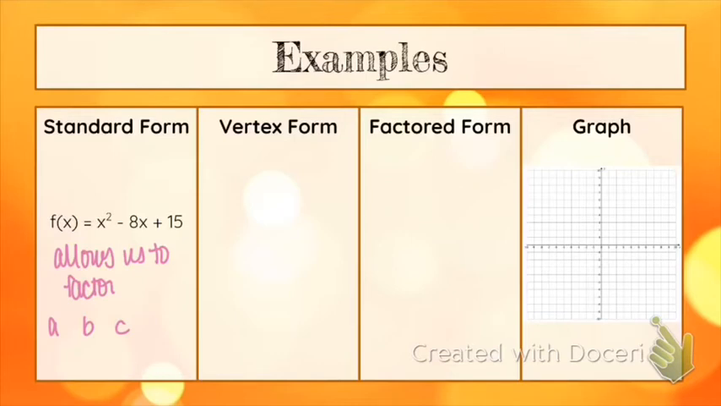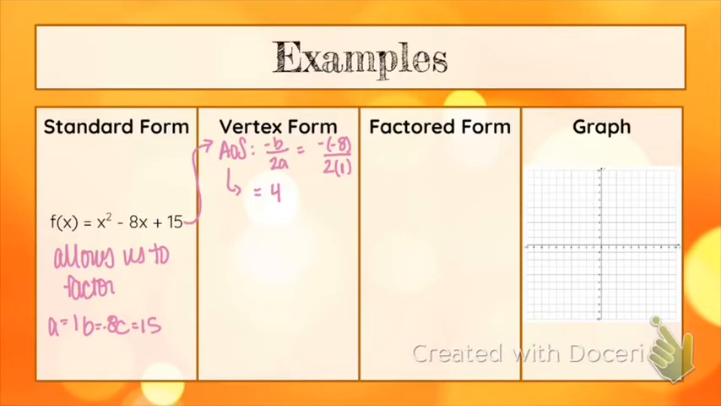And vertex form, the first thing we're going to do is transform this to vertex form. So in order to write our equation in vertex form, we first have to find our axis of symmetry. And our axis of symmetry is negative b divided by 2a. So in this case, that is going to be negative 8 divided by 2 times 1. So we can go ahead and write down here that a is 1, b is negative 8, and c is 15. So our axis of symmetry is going to end up equaling positive 4.